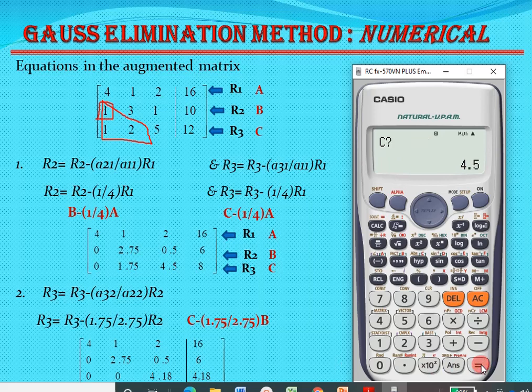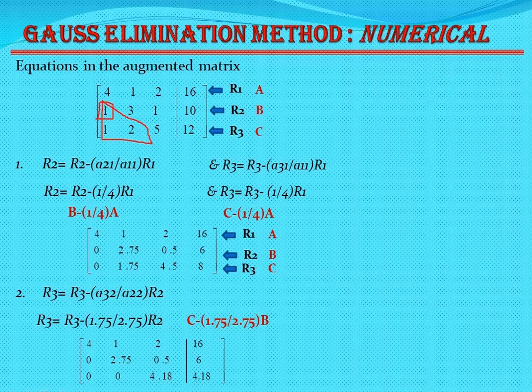Again press equal to, the C value for the next column, that is the right hand side value, is 8. Press 8 equal to, and the B value is 6. Press 6 equal to, so the new C value will again be 4.18. In this way, we are able to convert the given matrix into upper triangular form with the help of the calculator very easily. Now to get the solution, we need to apply backward substitution.